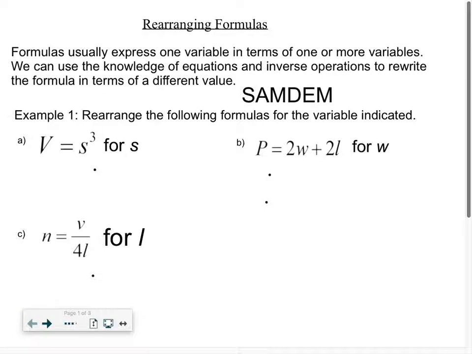Okay, so if I'm looking at this first one, it's easy. The opposite of cubing something is cube rooting it. So when we look at that, S is going to be the cube root of V.